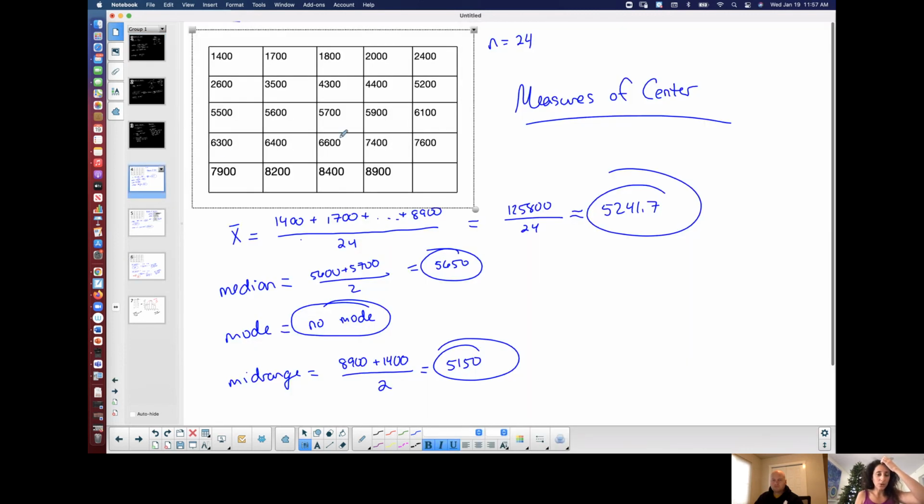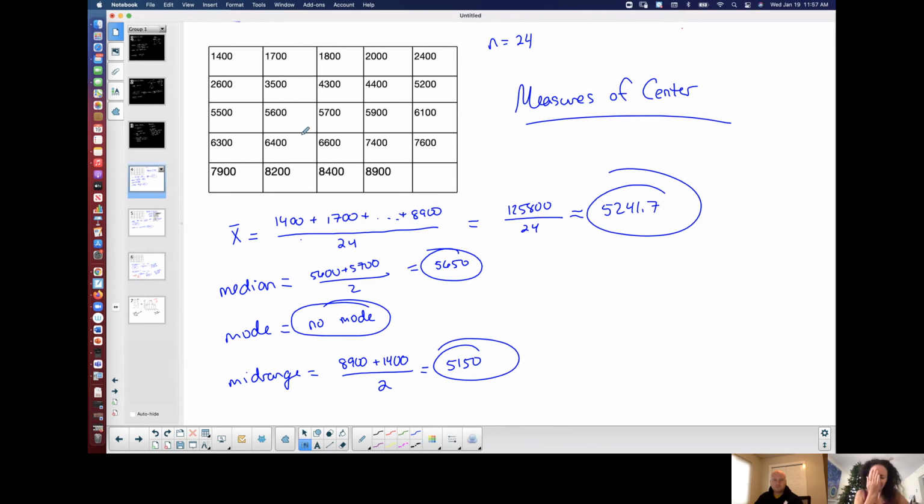So if these values were, let's say, time in seconds of something, then my average, this 5241.7, would be an average time for this particular situation. You want to be able to convert whatever the notation is into words, as well as the mathematical notation. Speak math and speak words. Start getting used to it.